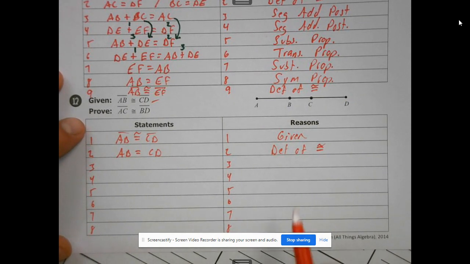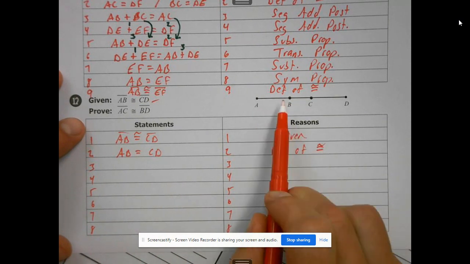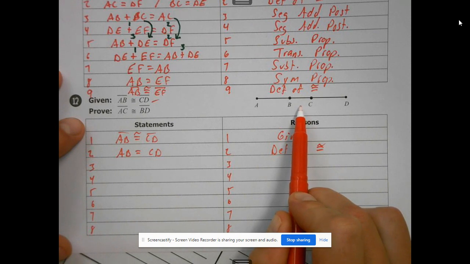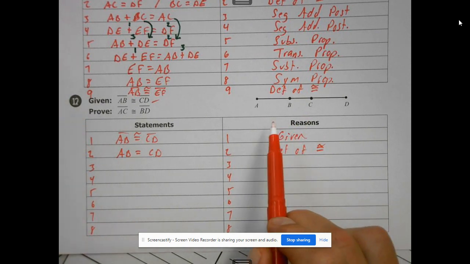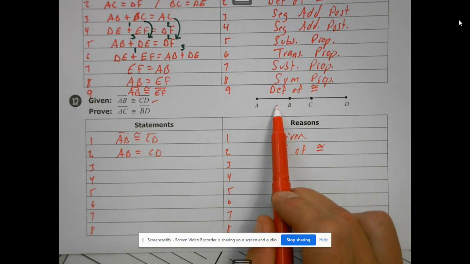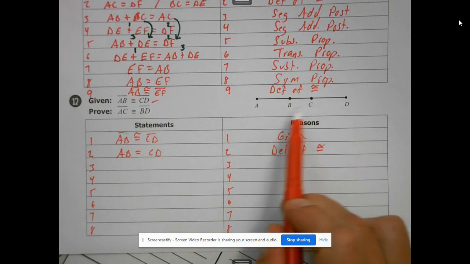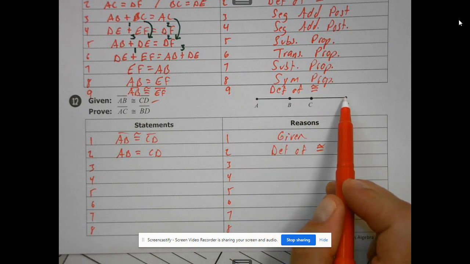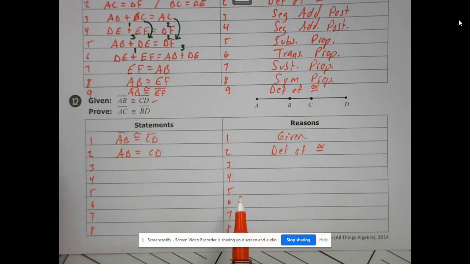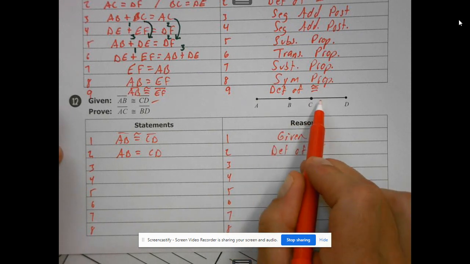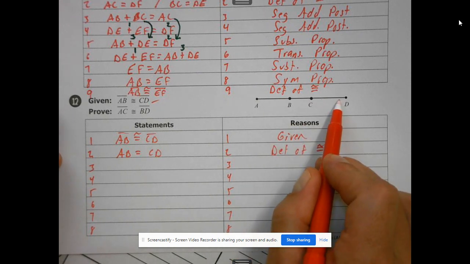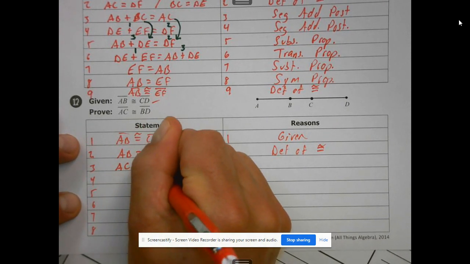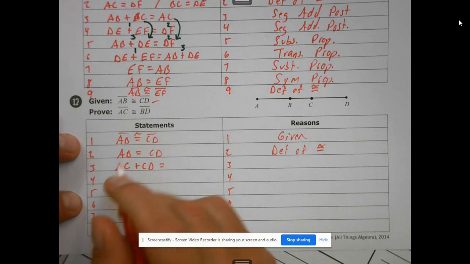Okay, now what can we do here? Let's do some segment additions, right? This piece plus that piece equals that whole thing. And then I can say AB plus BD equals the whole thing over there. So let's work with this little piece here, then work with the whole thing. So first one, let's say that AC plus CD equals the whole thing. AC plus CD equals AD.